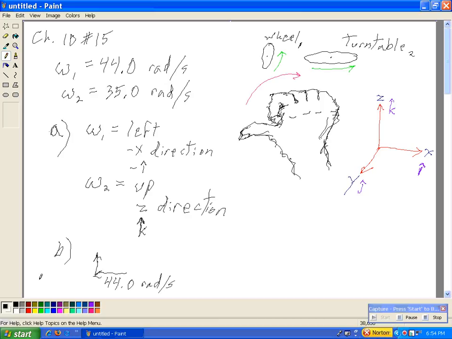35.0 radians per second. So here's the sum vector, and if you square both sides, add them up and take the square root of that, you get 56.2277114 radians per second.